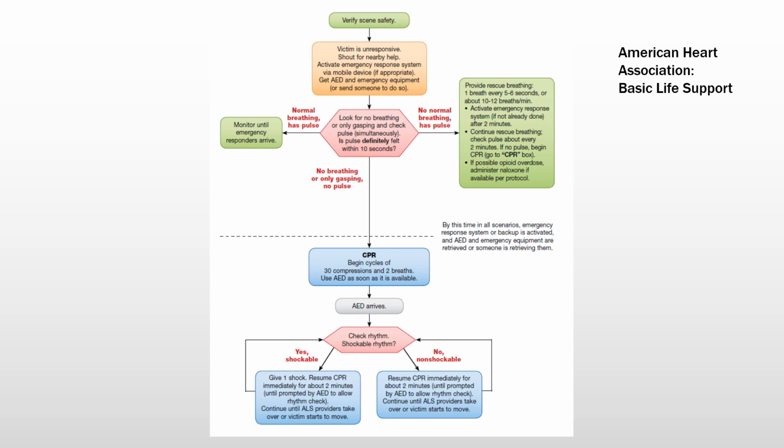If you have no normal breathing and they have a pulse, that's where we would do rescue breathing. So if we have an Ambu bag, which is a brand name, which is also a bag valve mask, we're going to deliver 1 breath every 5 to 6 seconds, or about 10 to 12 breaths per minute. We're going to activate emergency response if you haven't already done so, okay? But ideally, you're going to call for help before. And you're going to continue rescue breathing and checking for a pulse about every 2 minutes. If you don't have a pulse, then you go straight to CPR and you start your compressions, okay?